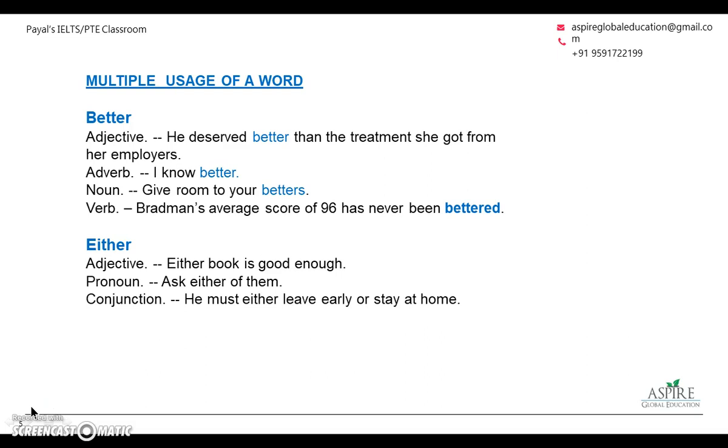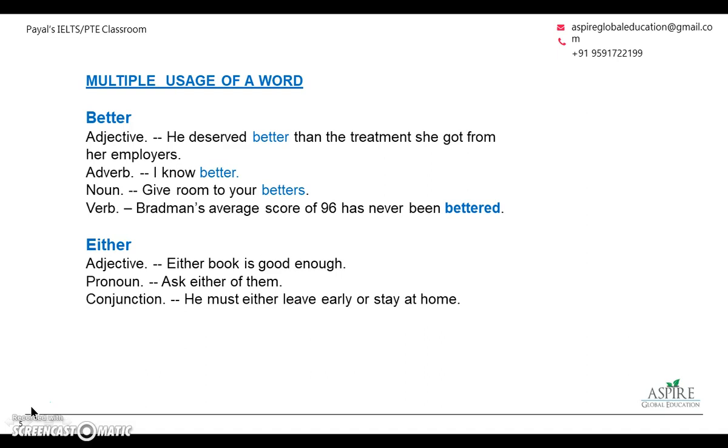A few more words, like better. He deserved better than the treatment she got. So which word is the word better defining? This better is defining the word treatment, which is a noun. Therefore, it acts as an adjective. I know better. The word better is defining the verb know, which is an action. So therefore, it is acting as an adverb. Give room to your betters. Whom should I give room? To your betters. So here betters is acting as a noun. Bradman's average score of 96 has never been bettered. So here bettered is a verb.